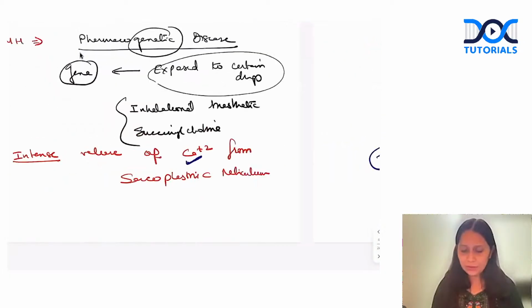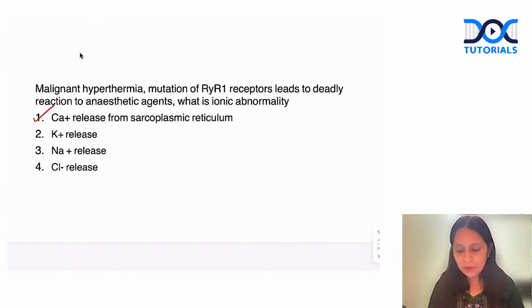Next question. Malignant hypothermia: mutation of ryanodine R1 receptors leads to a deadly reaction to anesthetic agents. What is the ionic abnormality? The answer is calcium release from the sarcoplasmic reticulum. So these were the 8 questions asked from anesthesia, and you must have done all 8 correctly, I know, because all 8 are expected questions.